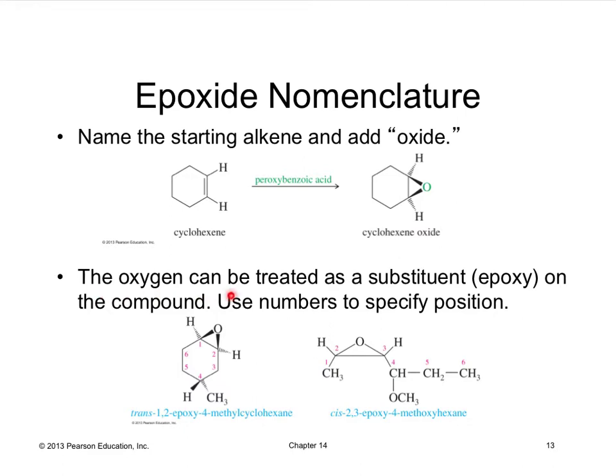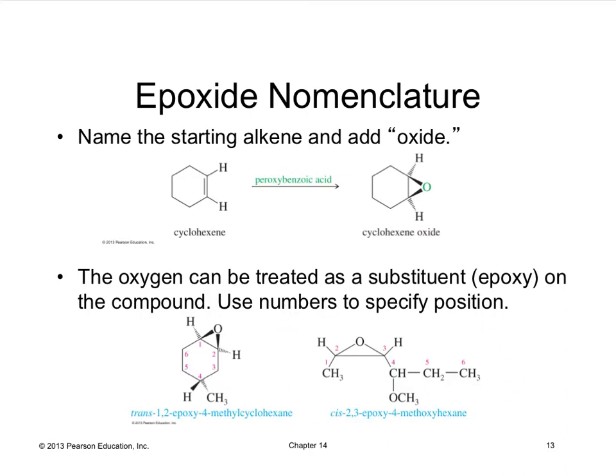The other way is that the oxygen can be treated as a substituent, for example epoxy, on the compound, and then you would number everything accordingly. So you'd find the parent chain. In this case, it's the cyclohexane. You number it so that the epoxide is at the lowest number. So it would be 1, 2, 3, 4. So this would be 1,2-epoxy, 4-methyl, and because the methyl group is in the back and the epoxide is going up, this would be trans. So it would be trans-1,2-epoxy-4-methylcyclohexane.